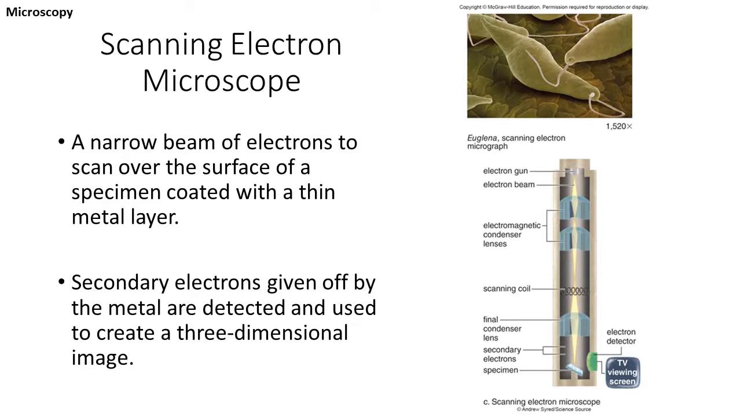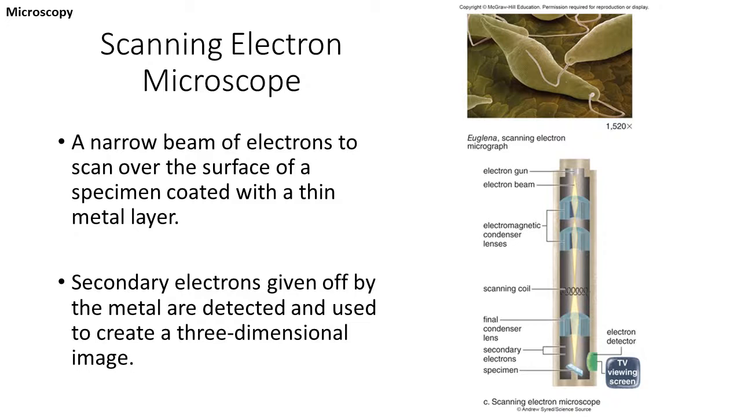It is aimed at the specimen, and the electrons that are shot at the specimen excite electrons within the metal that are given off by the metal that's coating the specimen. And those secondary electrons that are emitted by the metal are used to create a three-dimensional image of the specimen.